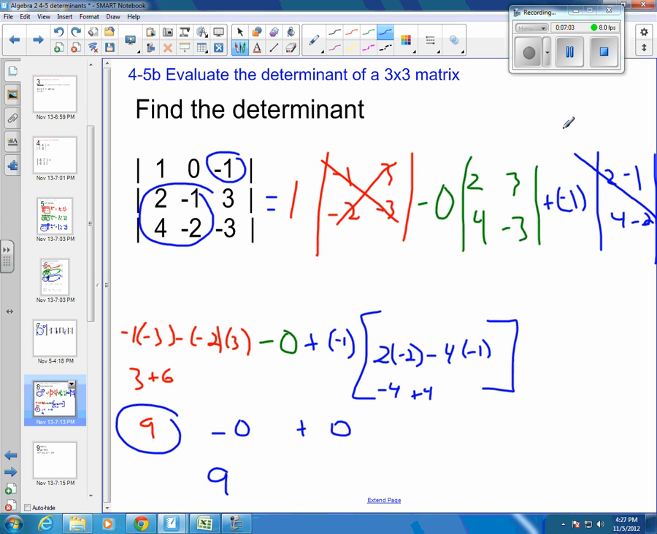Again, hold on to it for a while, absorb how to find the determinant, and then I'll discuss how we're using determinants here in the next lesson or so.